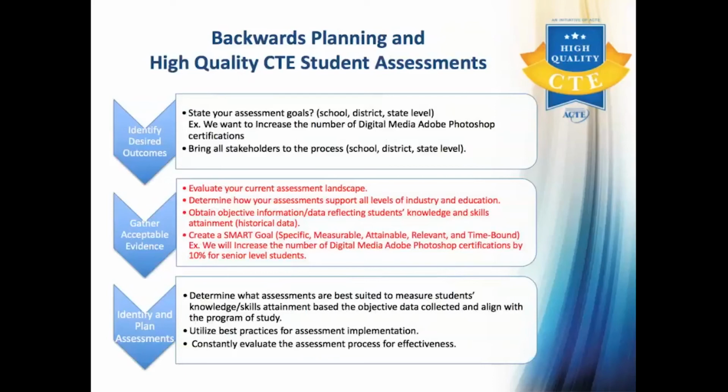So then, after this, you can create your SMART goal. After you've looked at the objective data, after you have looked at your current assessment landscape, and after you have seen how different levels of industry and education work together, you can possibly write a SMART goal. SMART goals, as many of us already know, are specific, measurable, attainable, relevant, and time-bound. So my SMART goal here would be, we will increase the number of digital media Adobe Photoshop certifications by 10% for senior level students. And you can take this goal from here and move forward with determining and identifying a plan for your assessments.